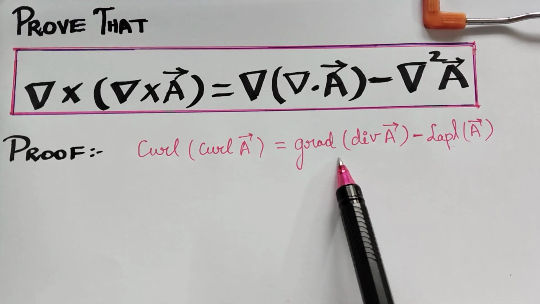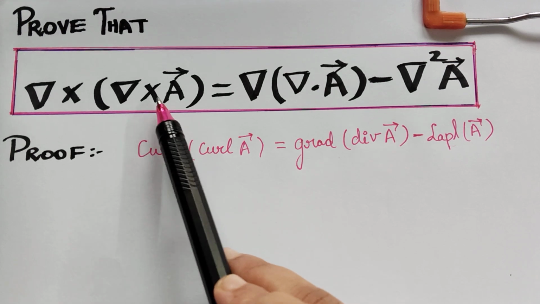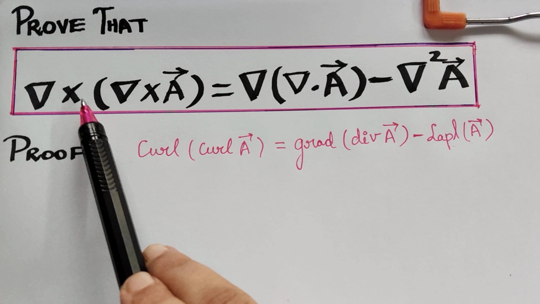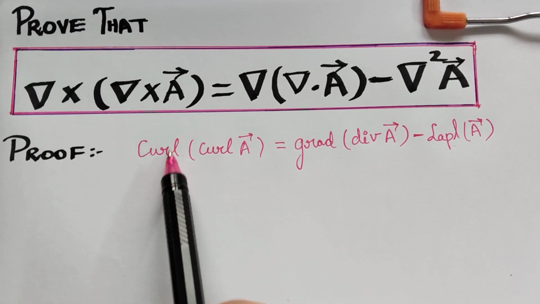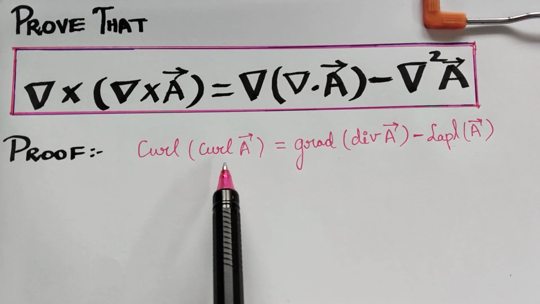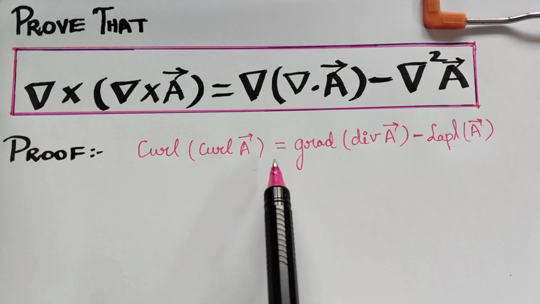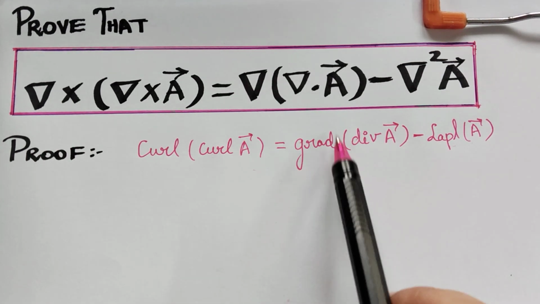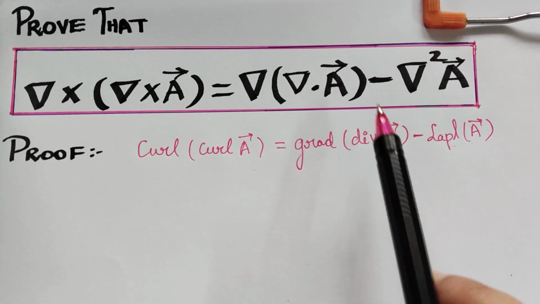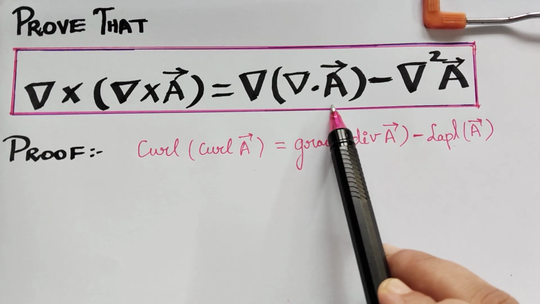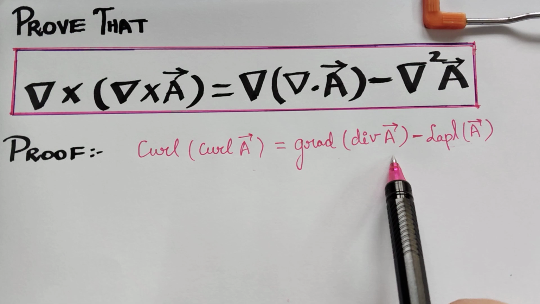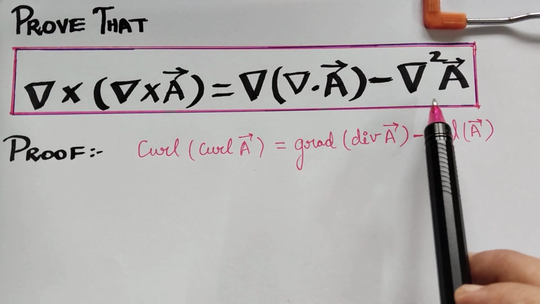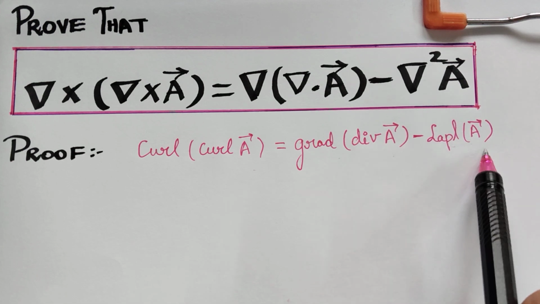gradient operator. And we know that nabla cross A vector is curl of A, and since we have nabla cross A vector, we can write it as curl of A vector, and that we have to prove is equal to gradient of divergence of A vector. Since we know that nabla dot A vector is the divergence of A vector, minus nabla squared, the Laplacian differential operator, and so Laplacian of A vector.